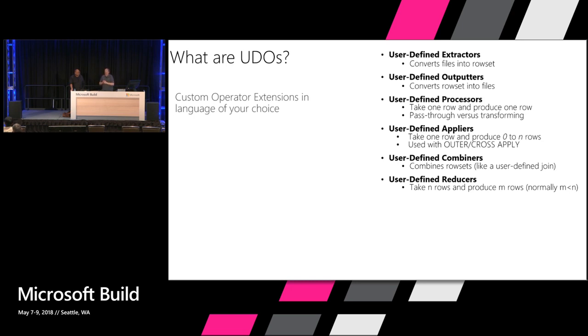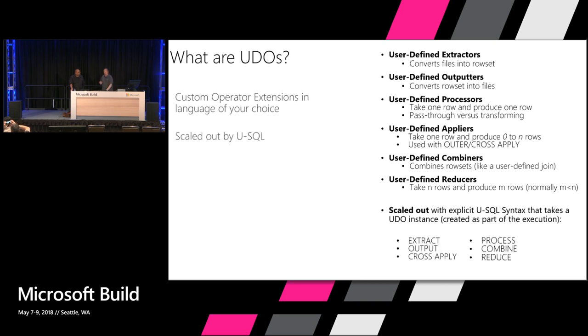The reason why they are called differently is because they appear in different syntactic contexts, and they have different cardinality semantics, so it gives the optimizer a better understanding of what actually happens. For example, a processor is just a very special case of an applier that gives me a single row. But knowing that you have the exact same cardinality as your input is important for the optimizer to make good estimations.